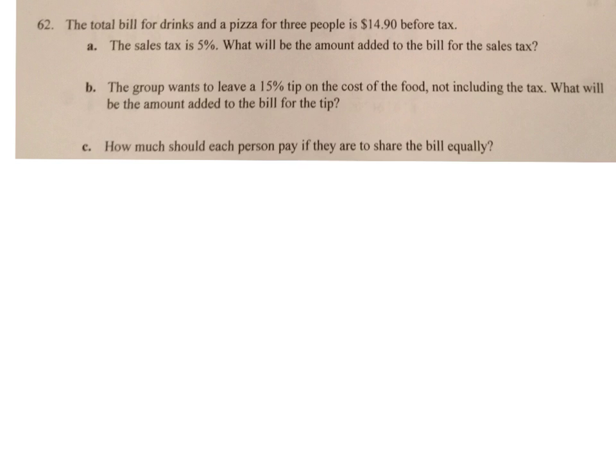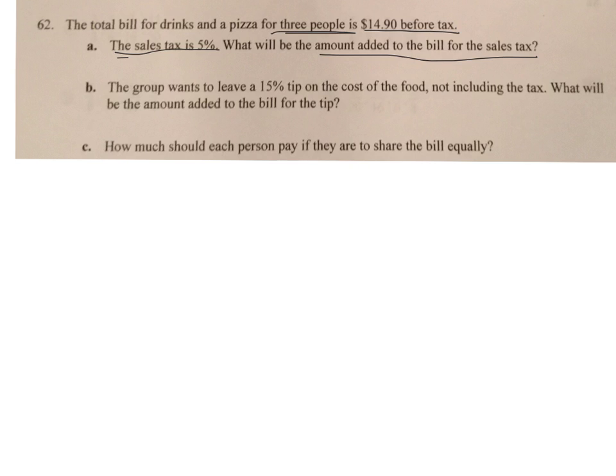62. I think I've worked this out in most of my classes, but let's go over it again anyways. The total bill for drinks and pizza for the 3 people will be $14.90 before tax. So A says the sales tax is 5%. What will the amount added to the bill be? So they're just wanting to know, what would the tax be?